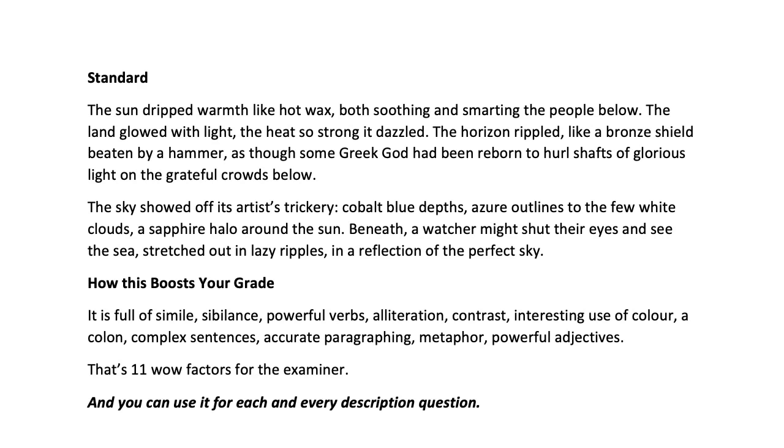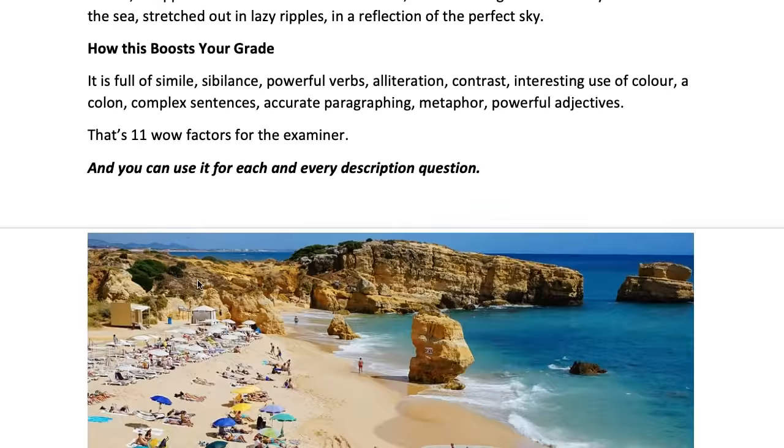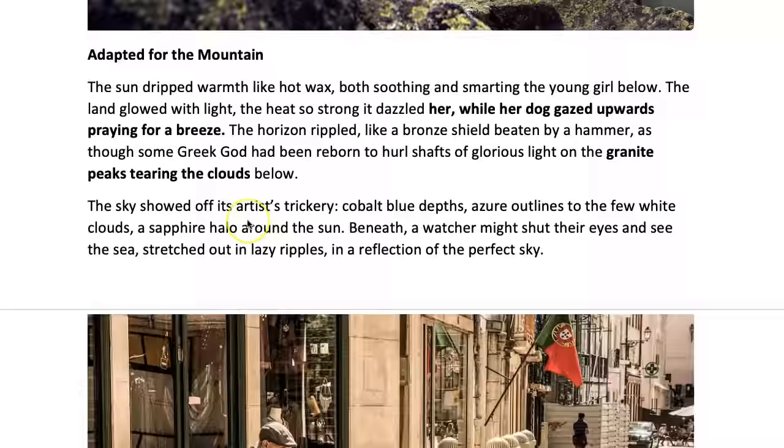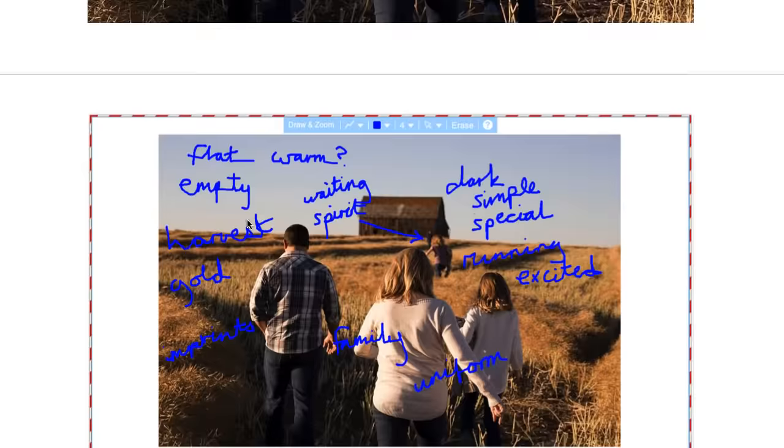So I'll show you a sneaky peek of my brief guide, my short, quick guide to the description. So there's a potential picture, and I show you how to adapt that description to fit that picture. Then there's another picture, and I show you how to adapt it to that, and another picture and how you adapt it, and a final picture and how you adapt that. So that's how it works.